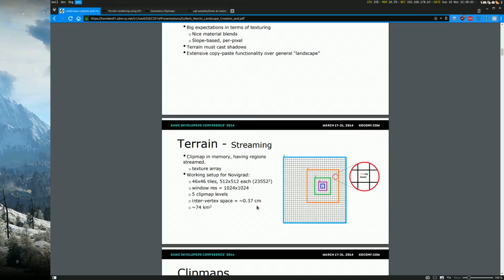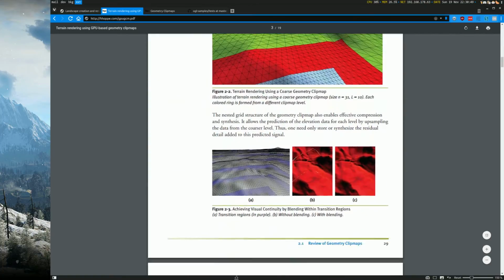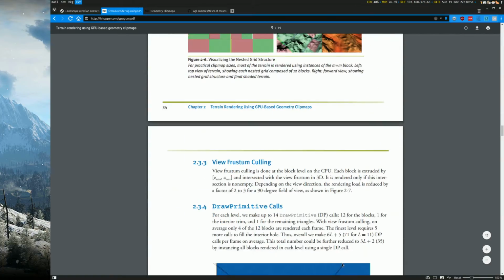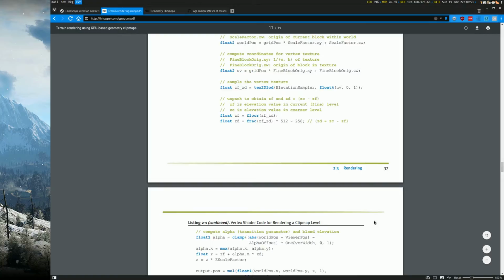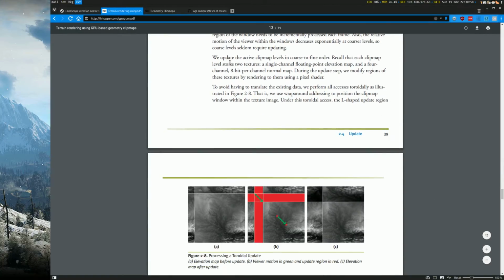So the question is, what are they really doing? And is there any kind of alternative? So let's see. Do they say anything about this here? I think we already read through that at some point, and I didn't find anything. Yeah. We move through, we update the above levels in coarse to fine order.